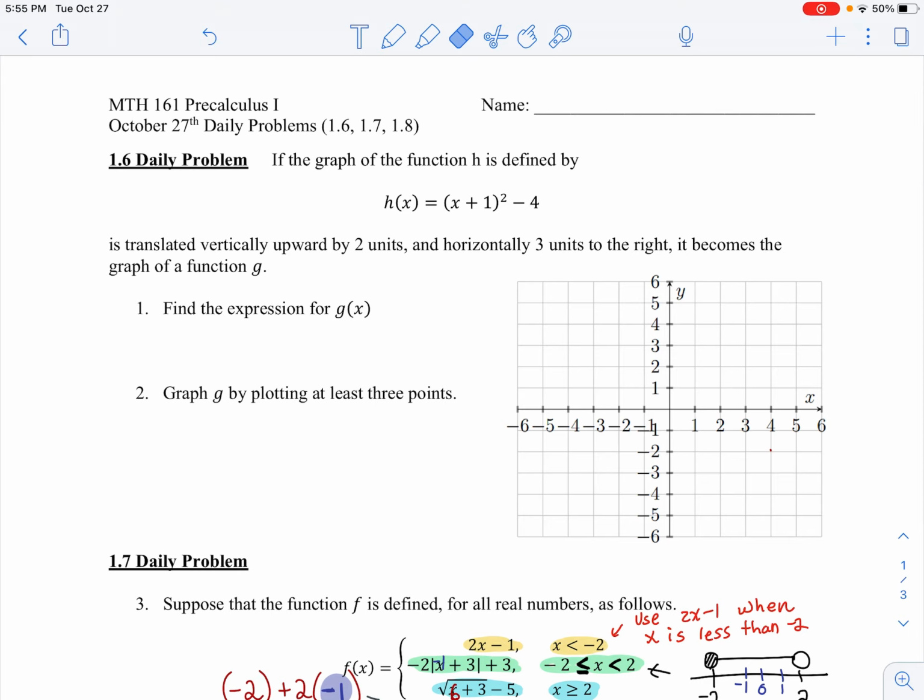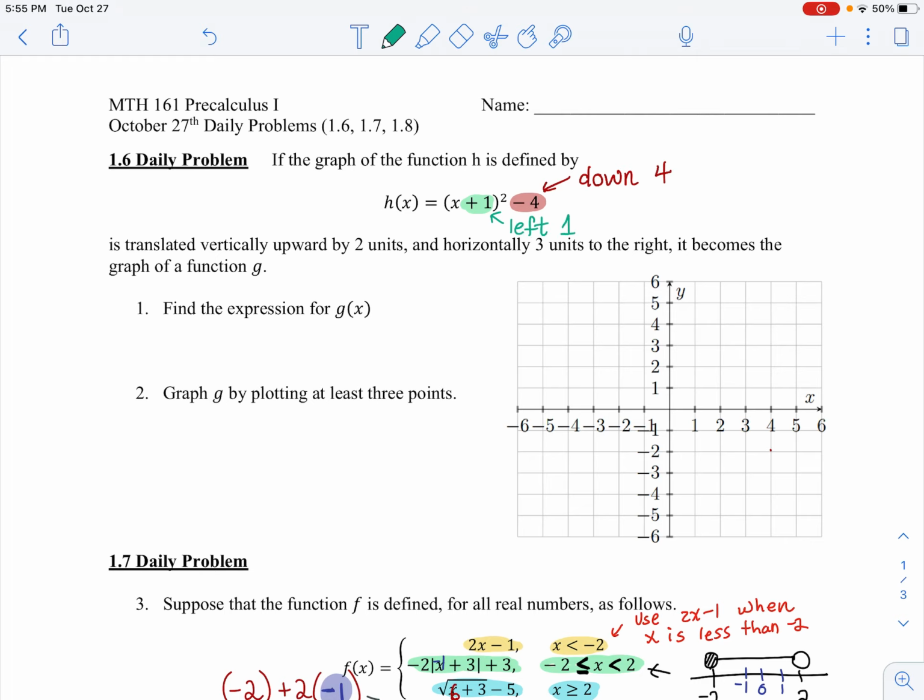If the graph of the function h is defined by h of x equals (x plus 1) squared, and then we got that minus 4 outside, what does this minus 4 do to the graph? This graph was shifted down 4 units. The vertex is. And looking at this plus 1 inside, what did that do? Adding 1 inside shifted the graph left 1.